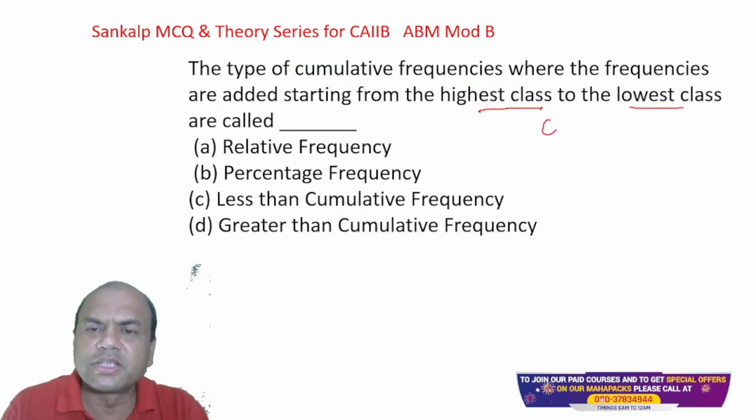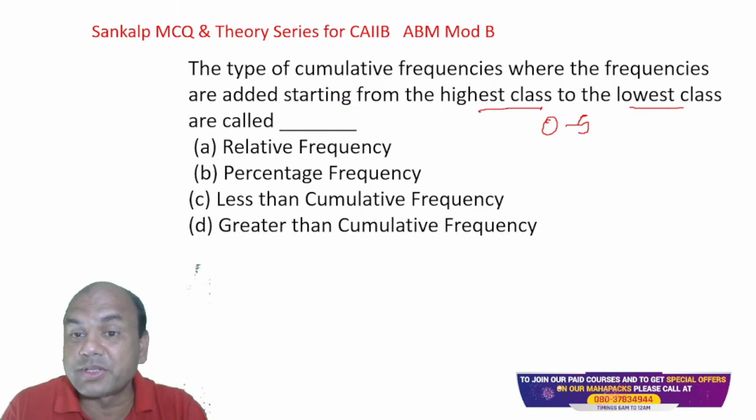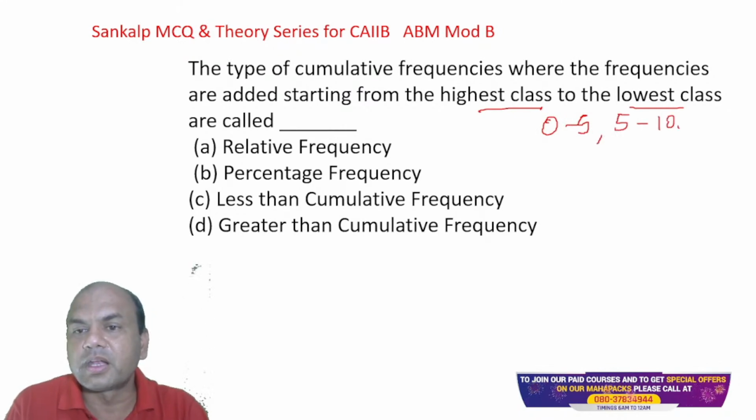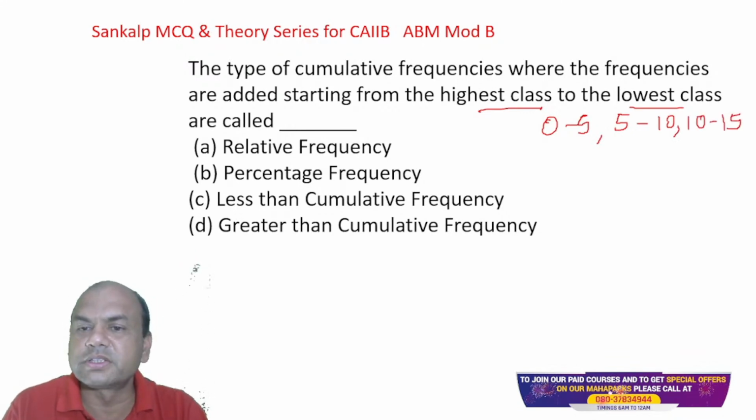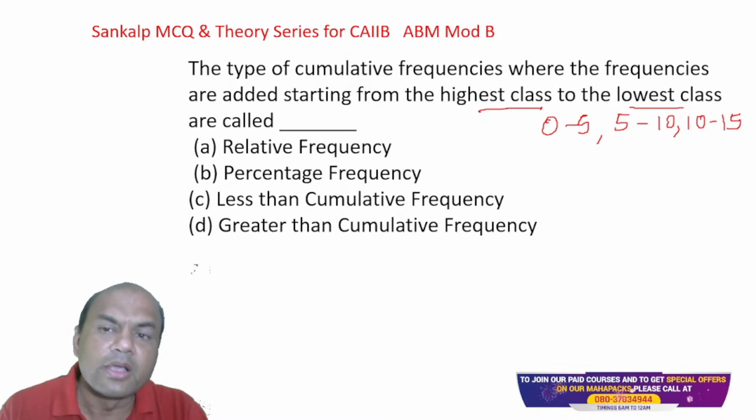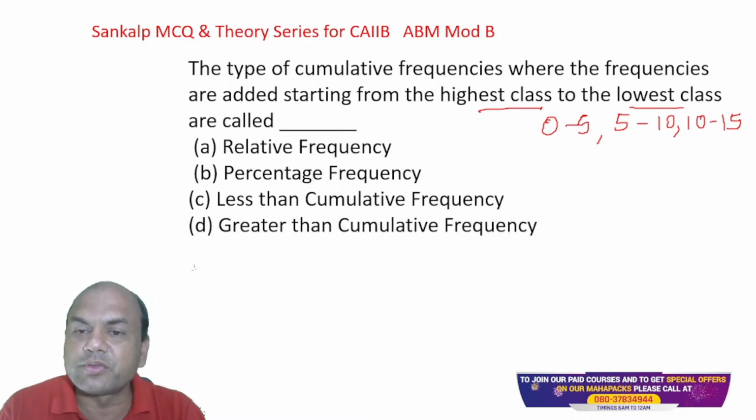0 to 5. Class means what? Upper limit, lower limit. 5 to 10, 10 to 15 and so on. Okay, let's take 3 classes, 0 to 5, 5 to 10, 10 to 15. Now suppose I arrange them in this way, what?